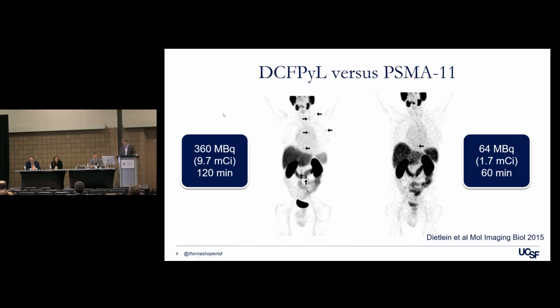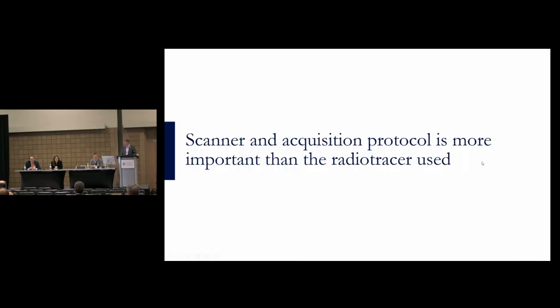Okay? Now, on the left here, they gave 9.7 millicuries of DCFPyL and imaged it at 120 minutes. With the PSMA 11, they gave 1.7 millicuries and imaged at 60 minutes. Any radiotracer would beat itself when given at these different activities and with different uptake times. So FDG would beat itself if you did this with it, right? And this is well below any administered activity you should ever give with PSMA. And so my point here is that scanner and acquisition protocols and activity used and uptake is way more important than the radiotracer you use.